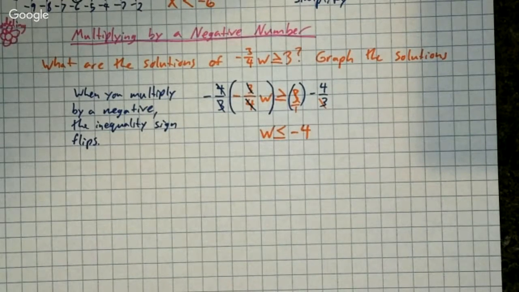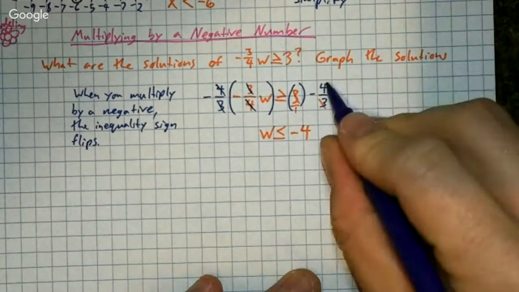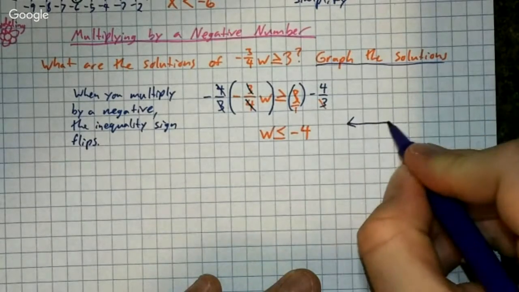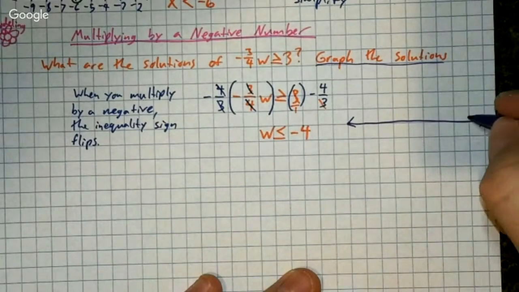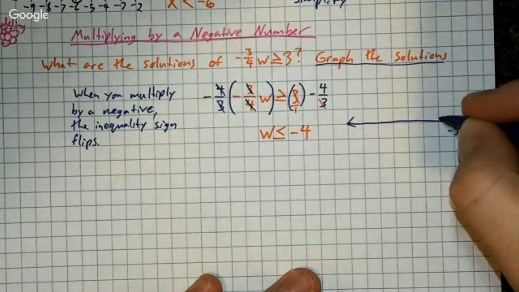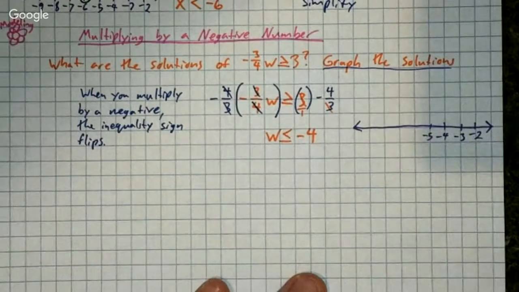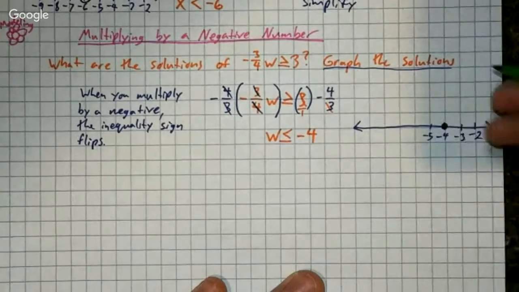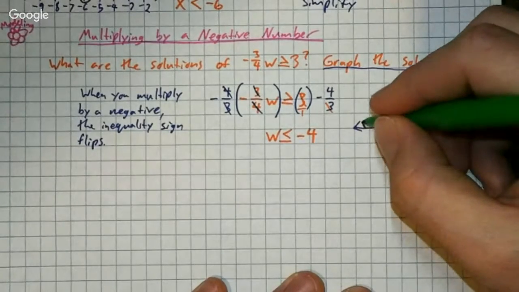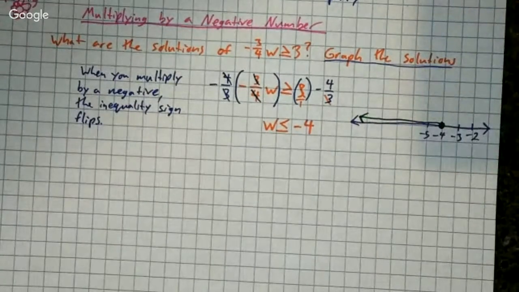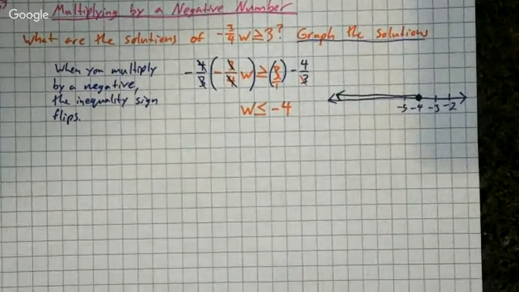We can again write out our number line because we need to graph the solution. We'll start with negative 2, negative 3, negative 4, negative 5, and so on. This time, we are including negative 4. So it needs to be a solid dot and anything else that is less than negative 4. Okay, so we've done our multiplication now. Let's go ahead and get into the next part.